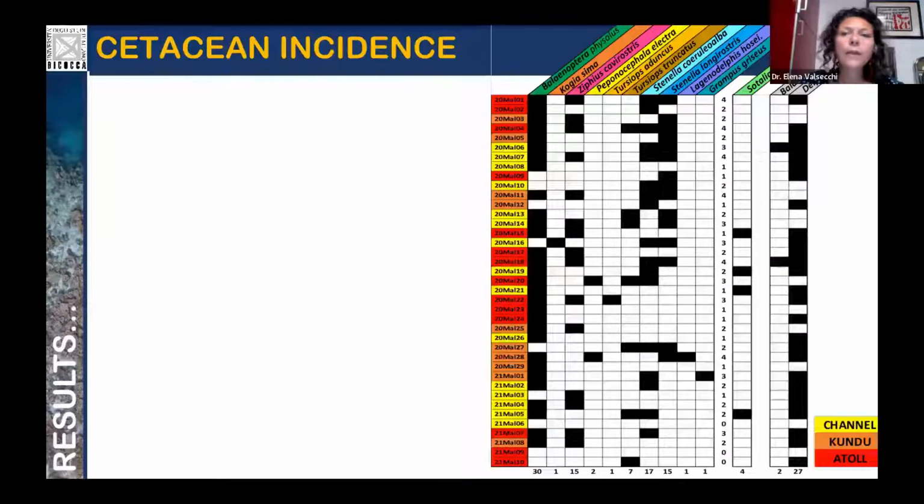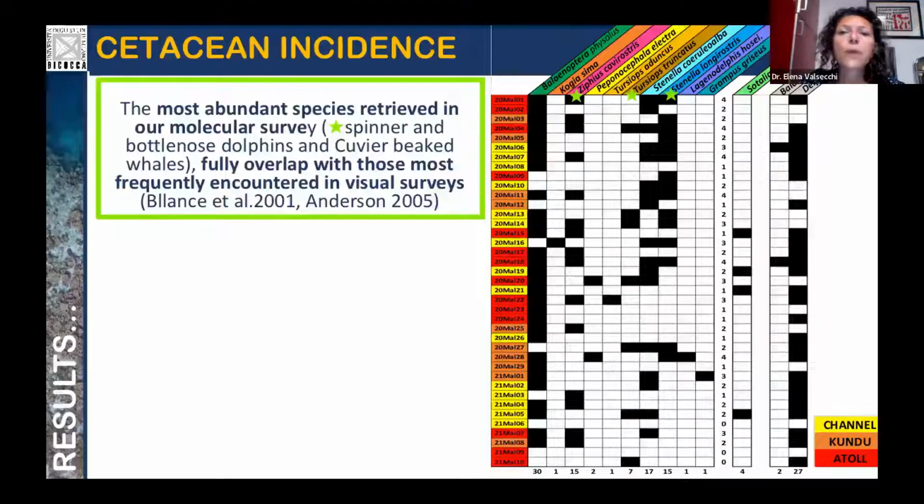Okay. So this is another way of showing our results. Here we see the different species and their occurrence throughout our samples. What we can notice here is that the most abundant species retrieved by our molecular surveys fully overlap with those most frequently encountered in visual surveys.